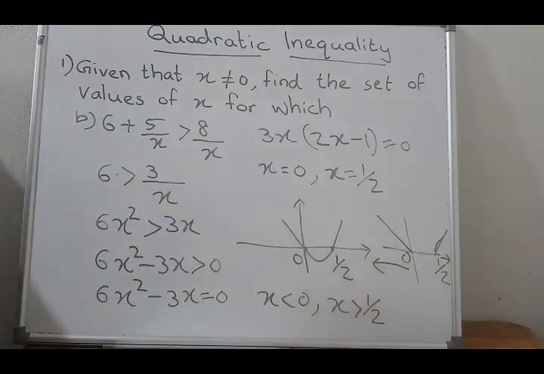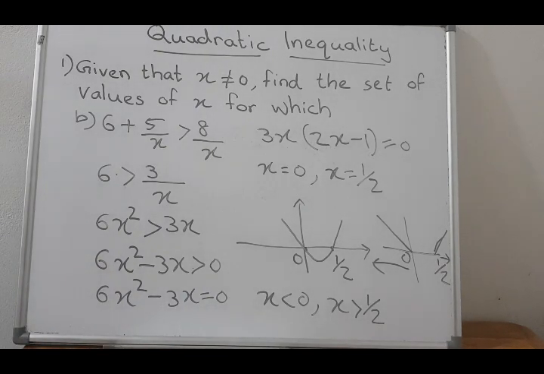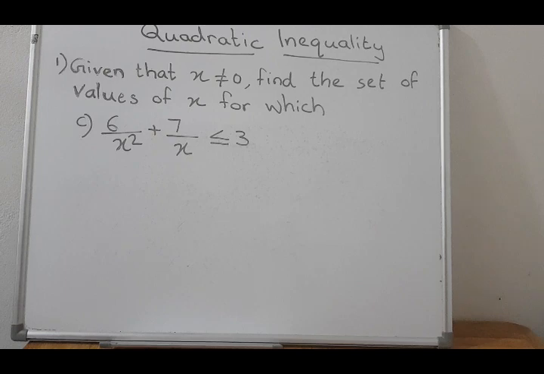You see, you have found the set of values of x for which 6 plus 5 divided by x is greater than 8 divided by x. Let's see the third question. Given that x is not equal to 0, find the set of values of x for which 6 divided by x square plus 7 divided by x is less than or equal to 3.